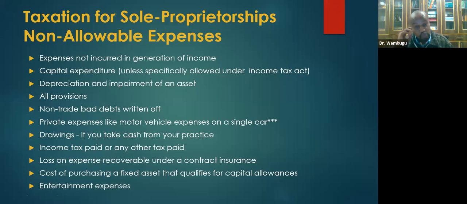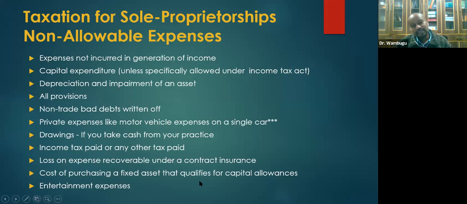Now, if you make any drawings from your practice, for example you take cash for your own personal use, that is not an allowable expense. Income tax paid or any other tax paid is not an allowable expense, because that is tax that should be paid. Now, loss on expense recoverable under a contract of insurance. For example, if, God forbid, your clinic burns down, or something goes wrong and it's something that you had insured, you cannot claim that loss because you're already going to be compensated by insurance. So that is not an allowable expense.